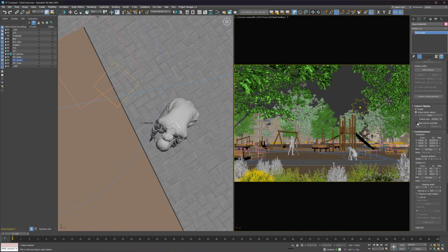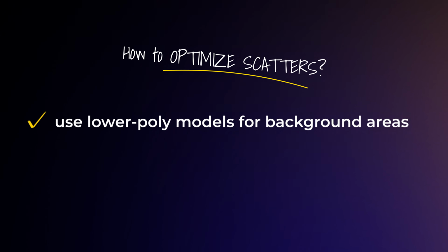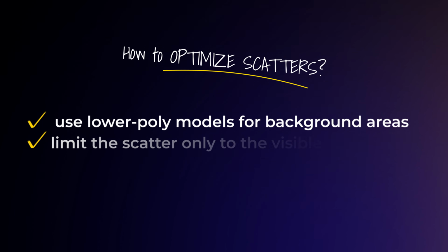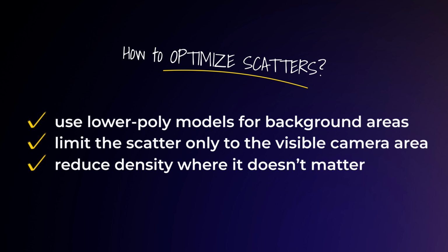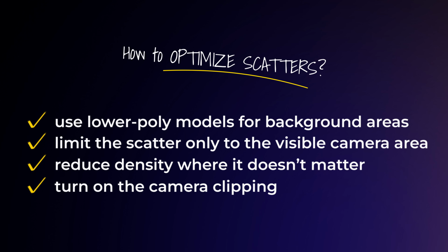Instead, optimize your scatters. Use lower poly models for background areas and limit the scatter only to the visible camera area. Reduce density where it doesn't matter and turn on the camera clipping. The goal is simple. Keep the detail where the viewer can actually see it, and don't let your computer calculate things that will never be noticed.